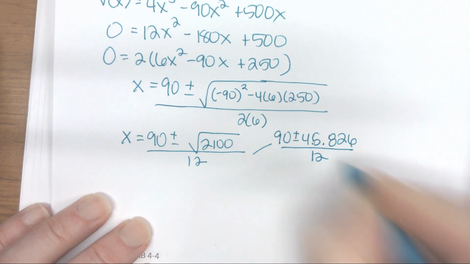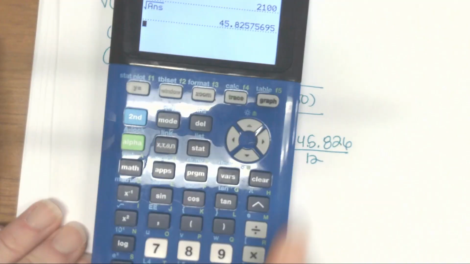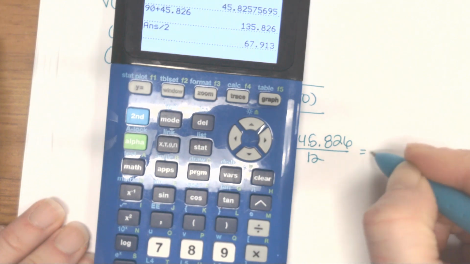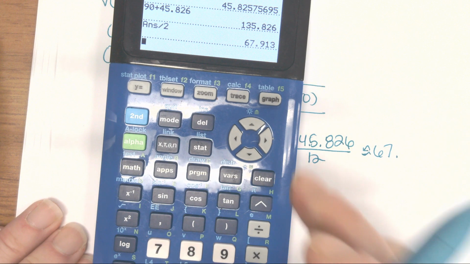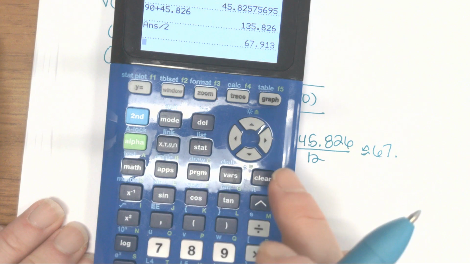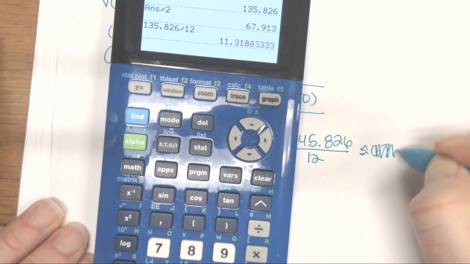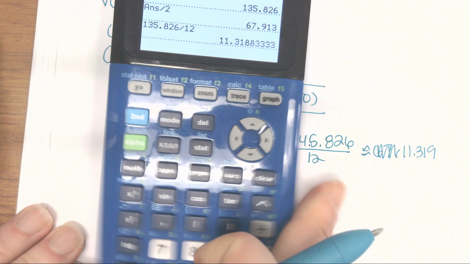Okay, so are you getting what I'm doing right now? So we're going to do 90 plus 45.826. Our answer divided by 2 is 67. It's about, well, crapola. 135.826 divided by 12 is 11.319. Then let's do the minus.